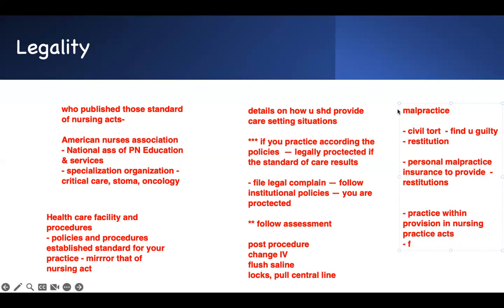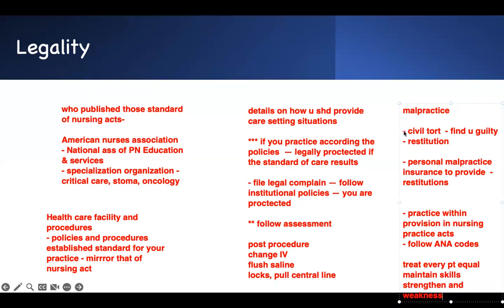Okay, follow the ANA code of ethics. Just follow it, the code of ethics that you already know. Treat every patient equally. Make sure you maintain your skills. Recognize your strengths and your weaknesses so that you can ask for help.